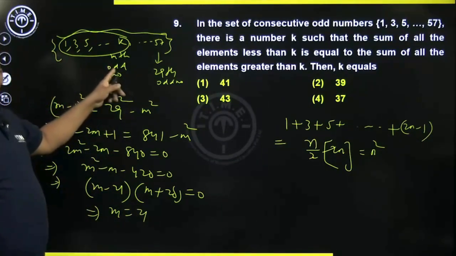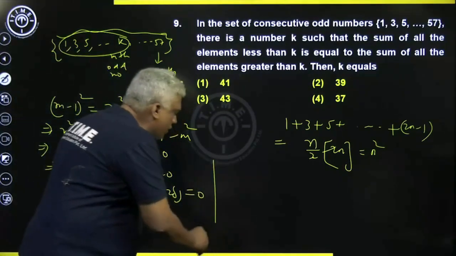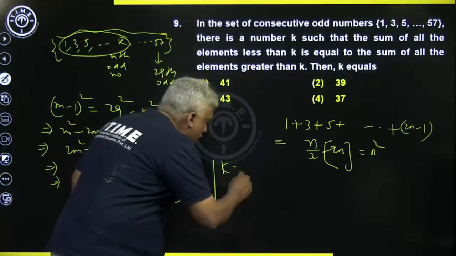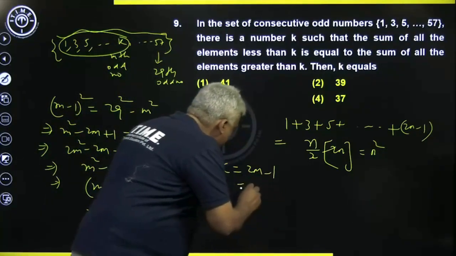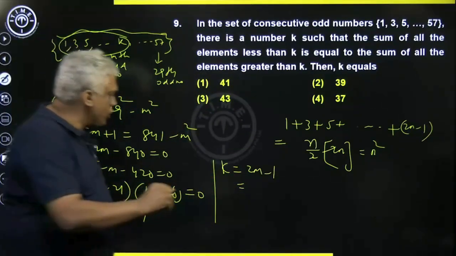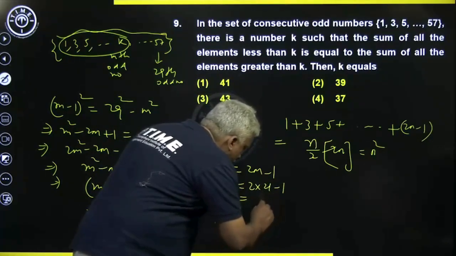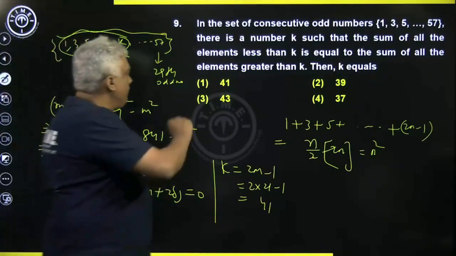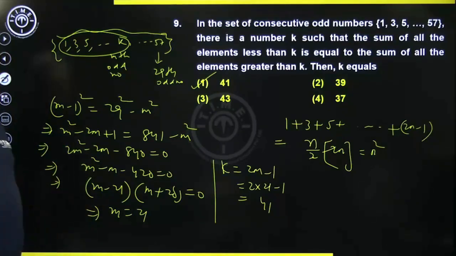That means k is the 21st odd number. We assumed k is the mth odd number. So what is the mth odd number? The mth even number is 2m, so the mth odd number is 2m minus 1. We already got the value of m, that is 21. k is the 21st odd number, so it will be 2 into 21 minus 1, that is 42 minus 1, 41. So the answer for k is 41. That's option 1. So we got the value of k, that is 41. I hope this is clear.